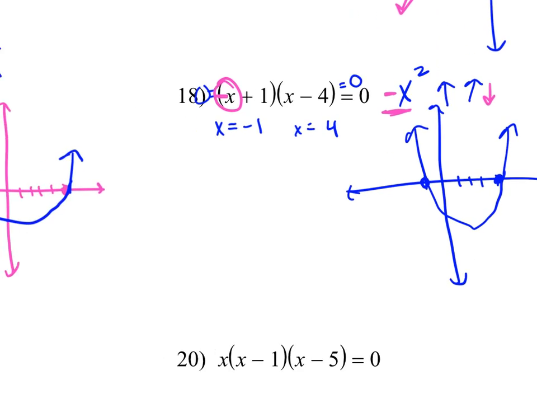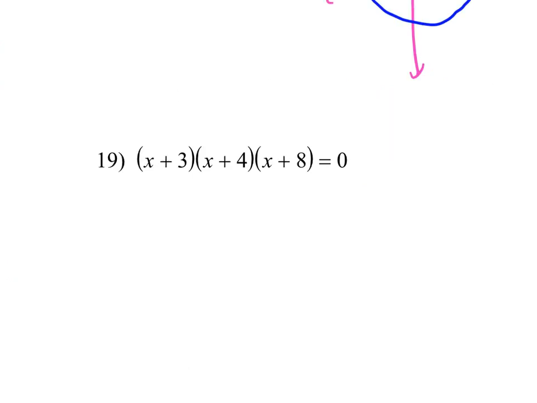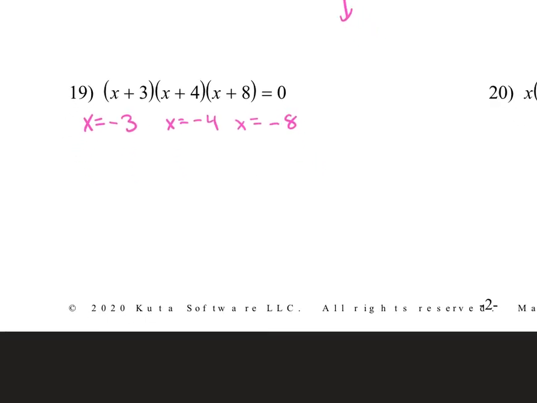Alright, 19. What are the zeros here? Negative 3, negative 4, and negative 8. So we have to put those 3 points on our graph.